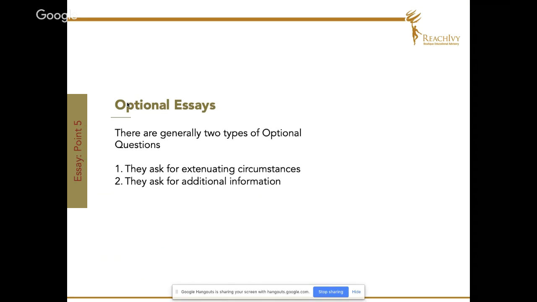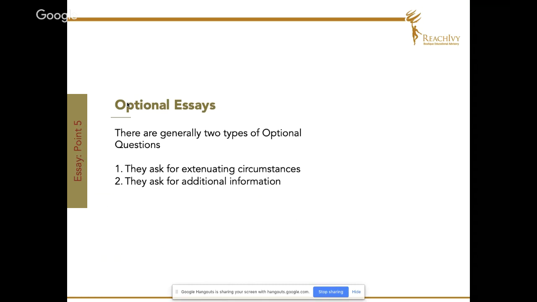But if you don't have any of those, or if your gap year was 8 years ago and after that you've had 8 years of continuous work experience, then that's probably something you don't want to highlight. Try and keep everything that you highlight to a relevance of about 3 to 5 years from the time you're applying to the college. The second type of optional question is that they simply ask for additional information.